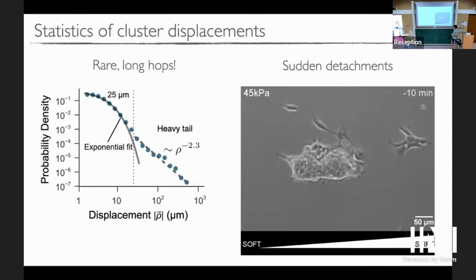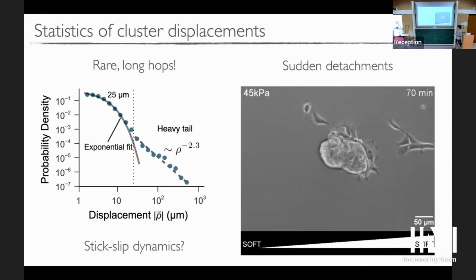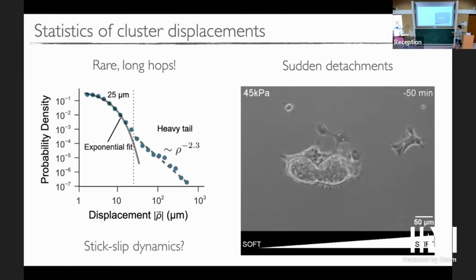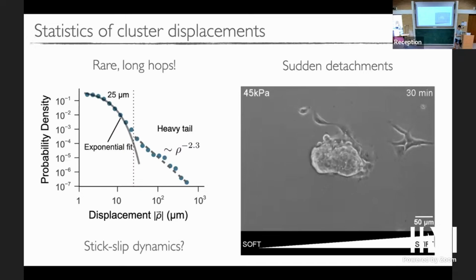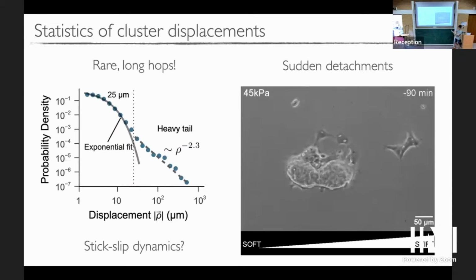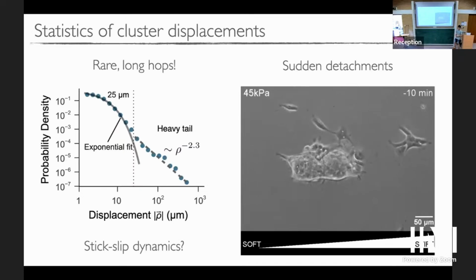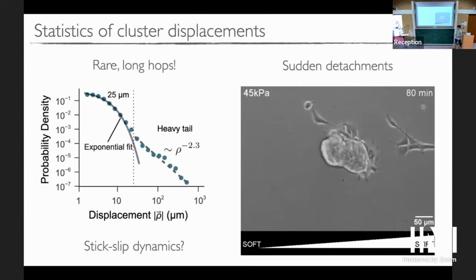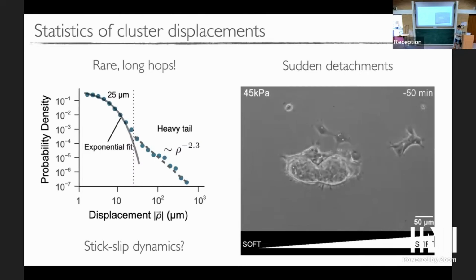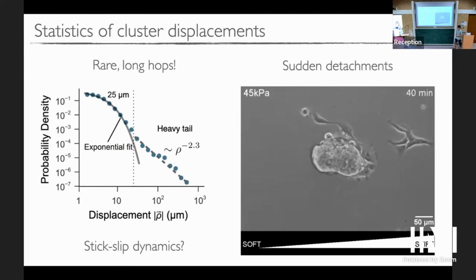And now we're still trying to understand this. We would like to develop some stick-slip model for these detachment events that would ideally predict the emergence of this heavy tail in the displacement distribution. We haven't done that. We don't really understand how to do it. So if you have ideas, very welcome.